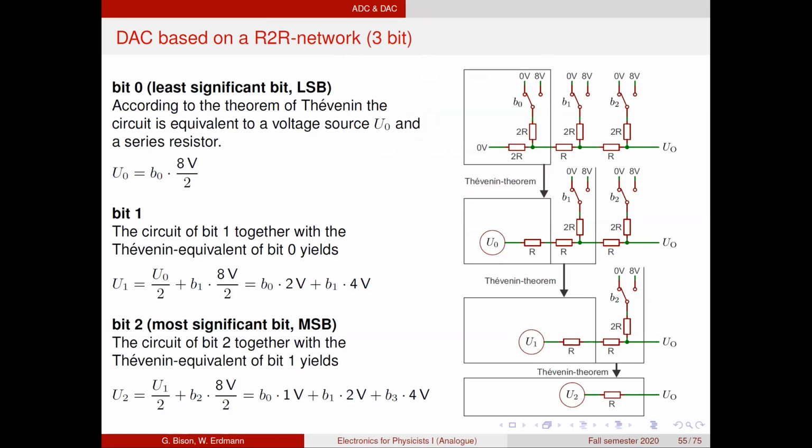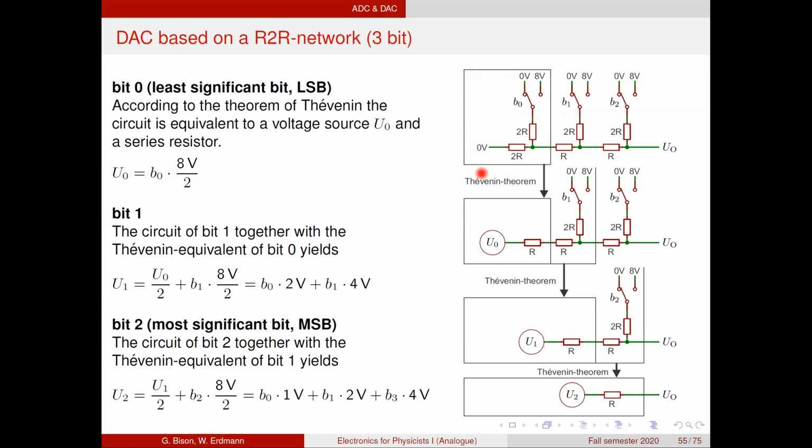And so here you see the schematic of a 3-bit R2R network. And so, of course, it's named by the resistor values that can occur. And in order to analyze what's going on here, it's best to look at this subcircuit here first and calculate the voltage that we can have at the output of this subcircuit. And we call this voltage 0 because it's generated by bit 0.